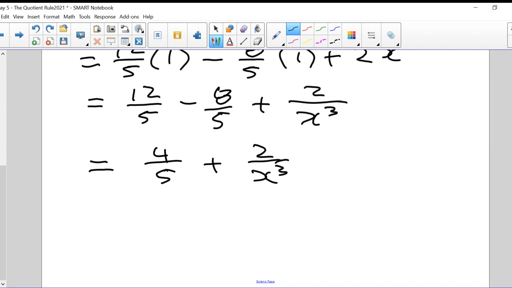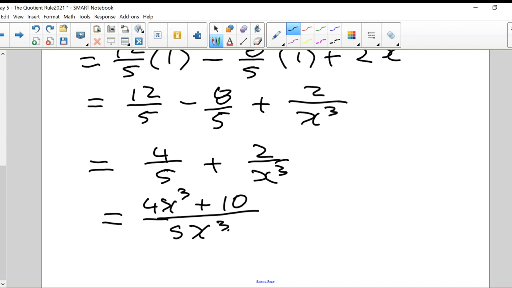All right. Am I losing anybody here? Let me know. This is just algebra at this point. And then my common denominator here would be, sorry, 5x cubed. Then the top of this would be 4x cubed plus 10 over the 5x cubed. So 4x cubed plus 10 over the 5x cubed.